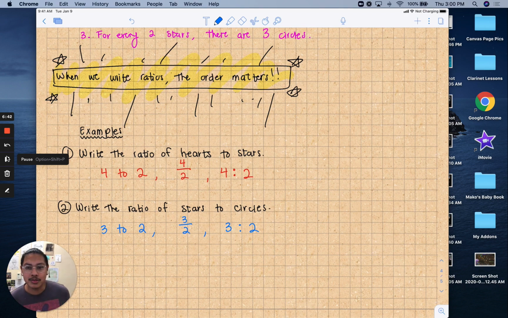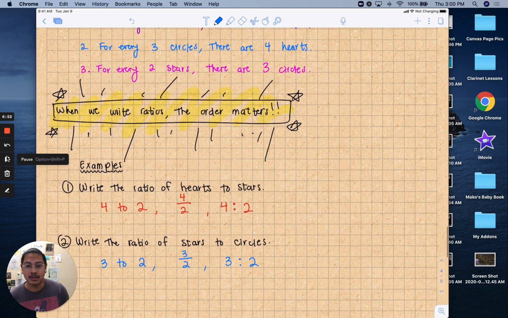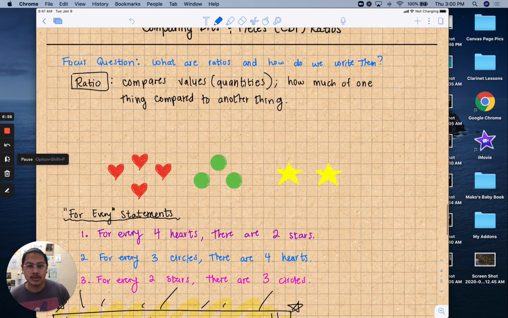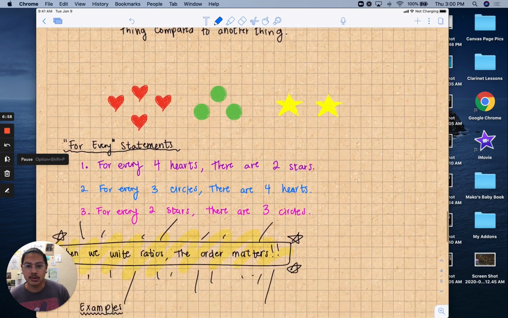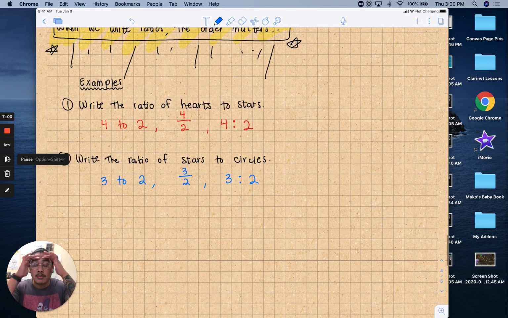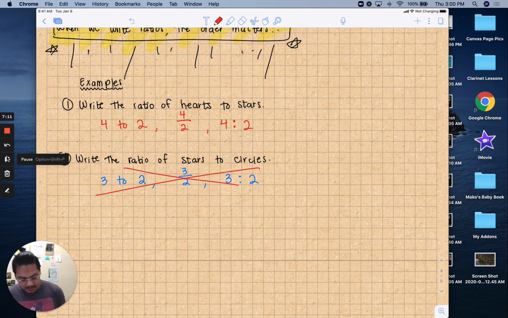Take a look at the numbers that I wrote. I wrote 3:2, 3:2, 3:2. The question asked me to write the ratio of stars to circles. Is this correct? Let me take a look. How many stars? There's 2 stars and 3 circles. But they want us to write the ratio of stars to circles. Mr. RG wrote this backwards. So, I'm going to keep this on here, but this would not be correct here.